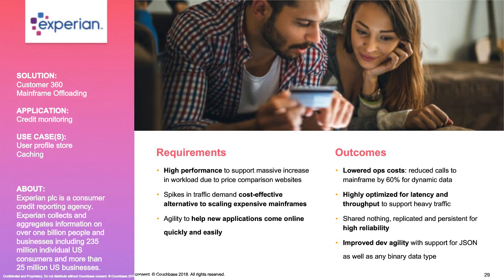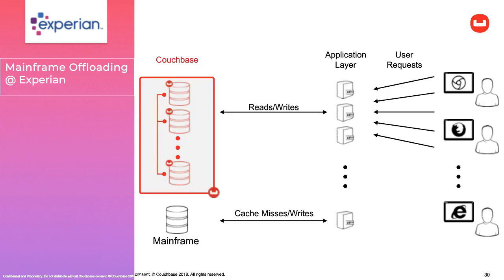Experian had focused first on using Couchbase to offload their mainframe, simply to provide a performance boost and a cost reduction by not having to scale out or scale up that mainframe as they had to handle more and more traffic, more activity. We'll go through a few more customers.